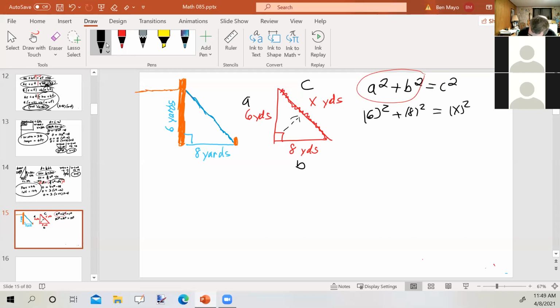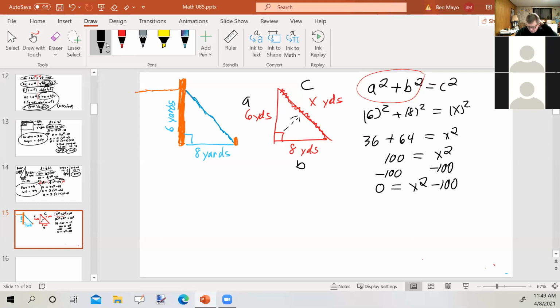So now we've got 36 plus 64 equals X squared. 36 plus 64 is 100. 100 equals X squared. So we have a second degree equation. We know this because X squared, the highest power of the variable, is 2. We're going to put this in standard form. I'm going to put 0 on the left, so I'm going to get 0 equals X squared minus 100. Any questions before we go on?